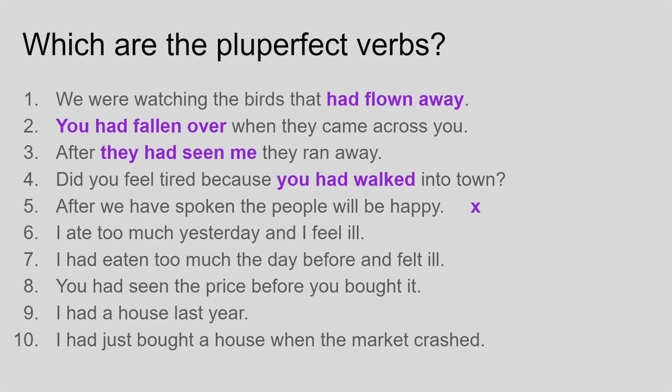Number 6, I ate too much yesterday and I feel ill. Again, I've tricked you. There is no pluperfect. The verb is a perfect, I ate, and the second verb, I feel, is present. Number 7, I had eaten too much the day before and felt ill. This one does have a pluperfect. I had eaten. That's why I felt ill. So it's already happened when I felt ill.